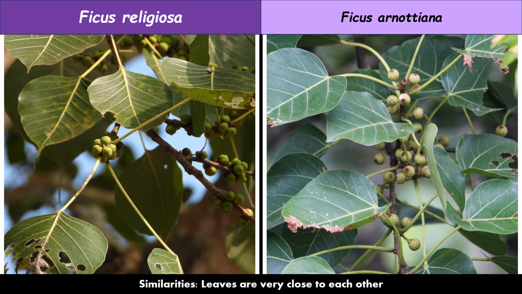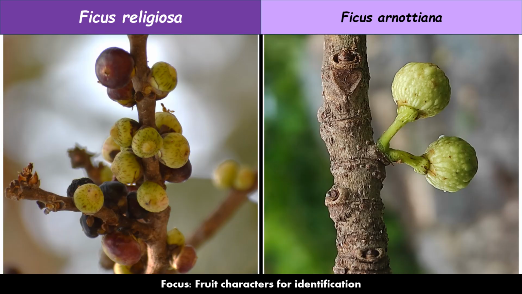Now you can observe the leaves of Ficus religiosa and Ficus arnottiana. Both look very similar, but Ficus religiosa is a peepal and Ficus arnottiana is a parasitic peepal. Leaves are very close to each other. Fruits are different. Fruit characters are used for identification. You can observe here that in Ficus arnottiana the fruits are not smooth, but in Ficus religiosa the fruits are smooth.